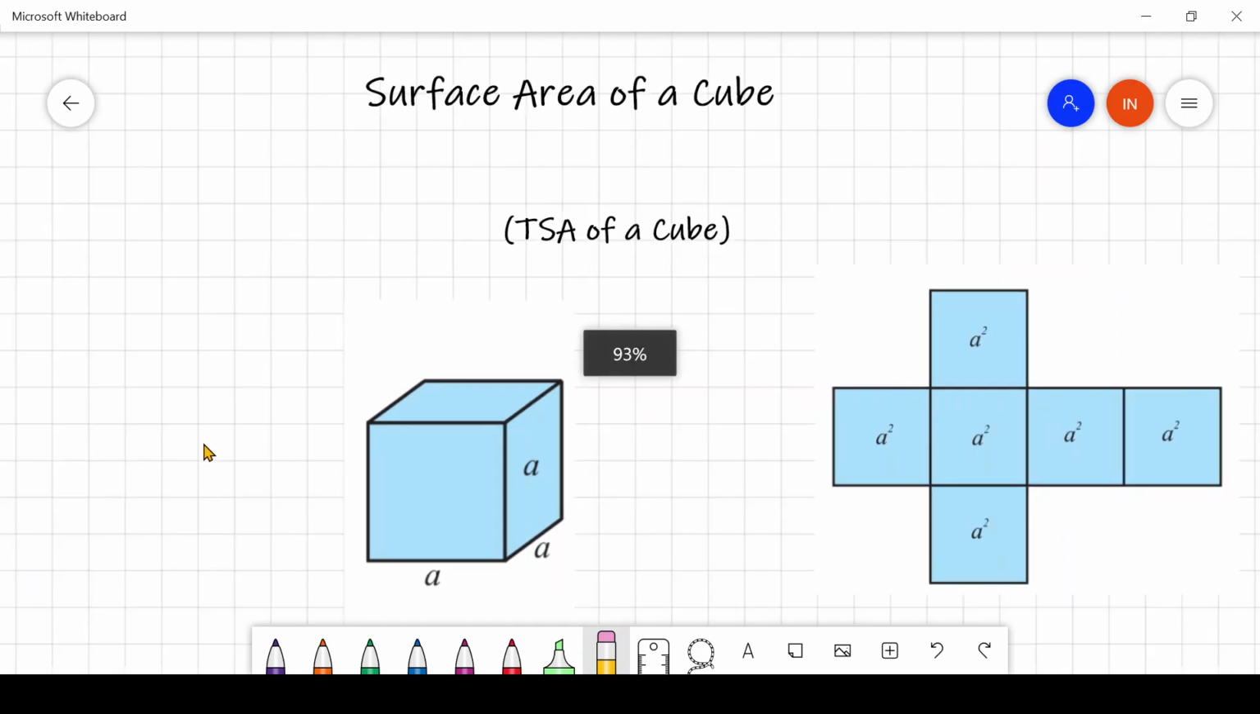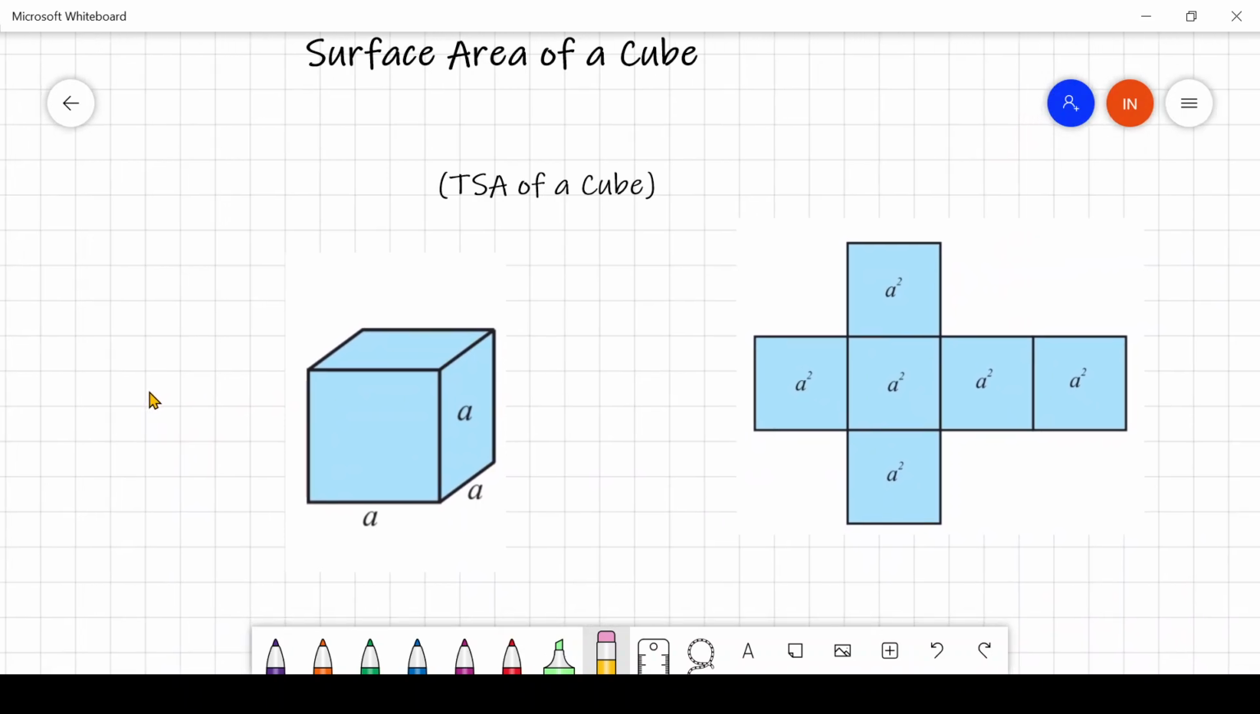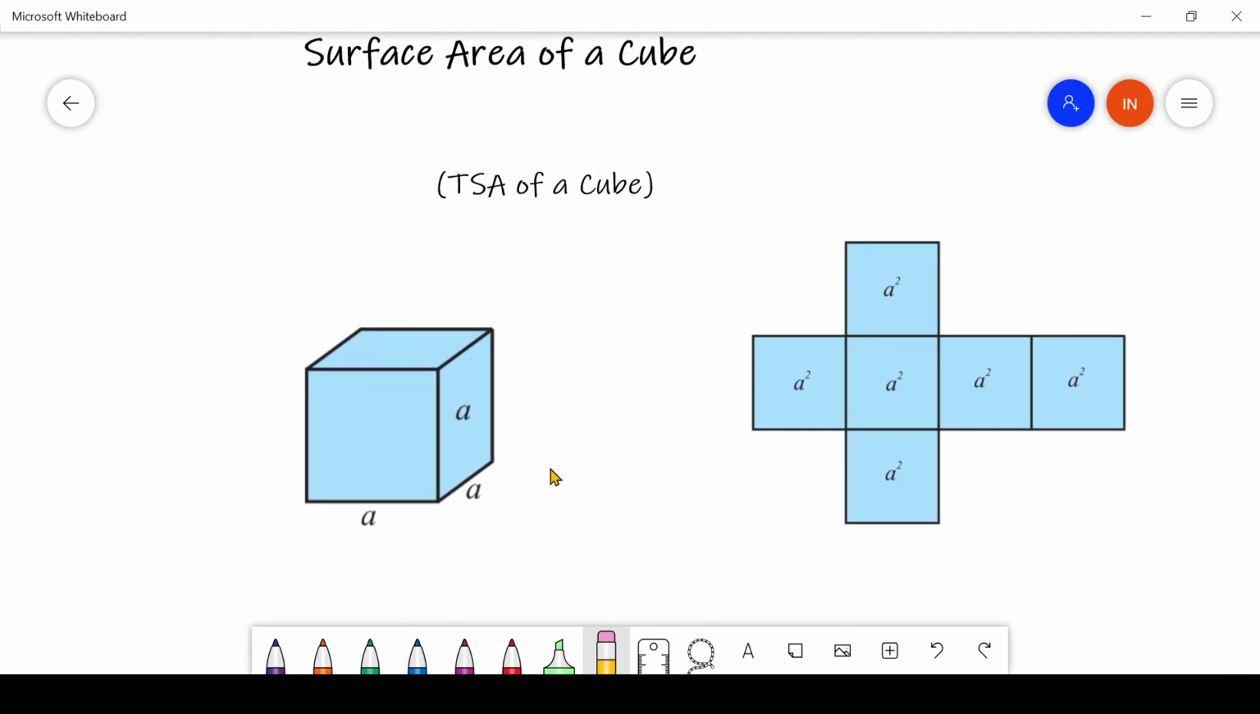As you know, cube means all the sides will be equal. So here I have taken a cube with edge a. You can see here, and the second figure shows how it looks when we open that cube. So we have the edge a. I have marked here the areas of each face. We have 6 faces for the cube. So each face area is a square.